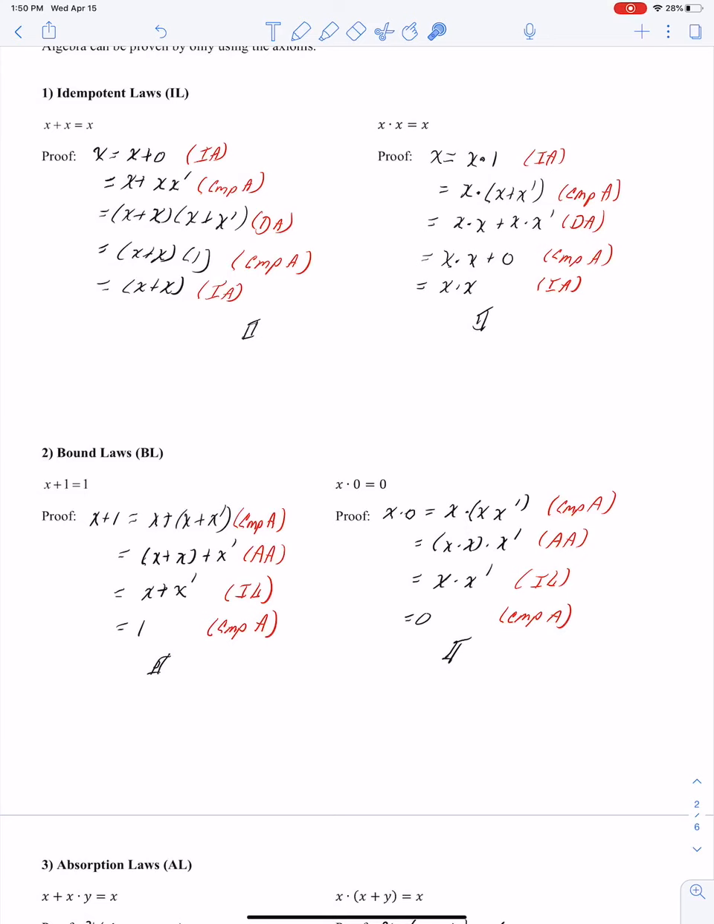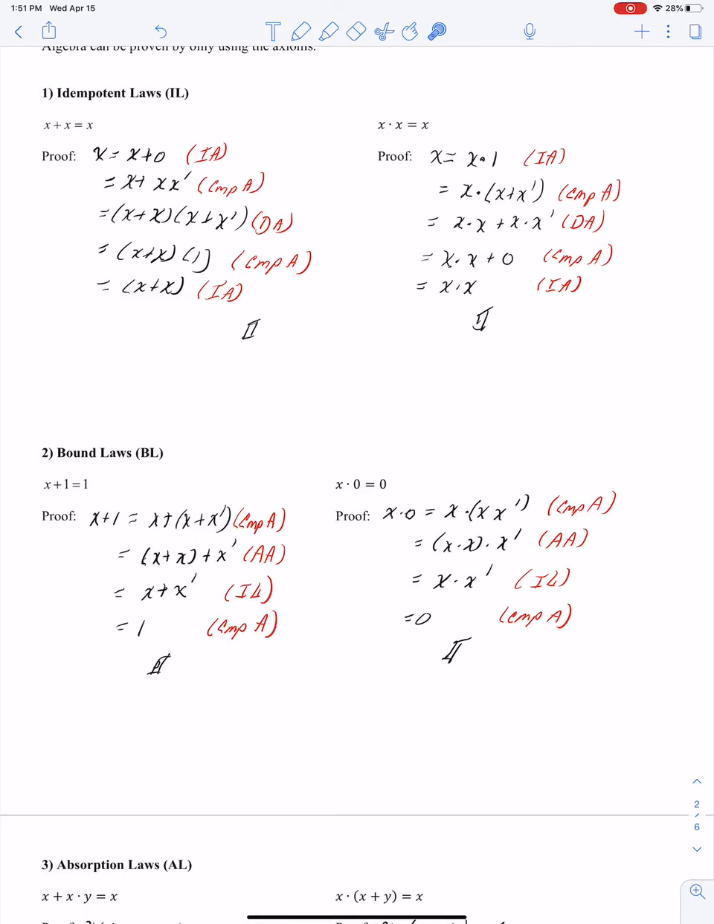Now, guess what I'm going to do? I'm going to use this theorem I already proved. X plus x is always x. That's one of my what? Idempotent laws. All right, so now I can use this result since I've proven it. So x plus x is just x. And then x plus x prime, that's just 1 by the complement axiom.